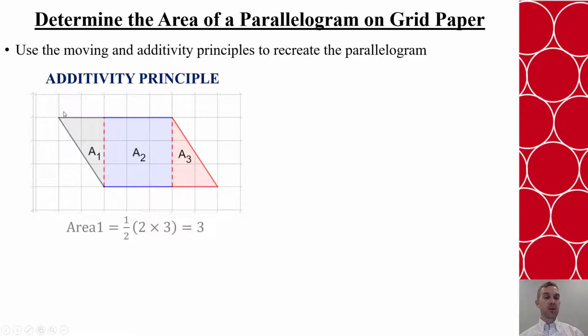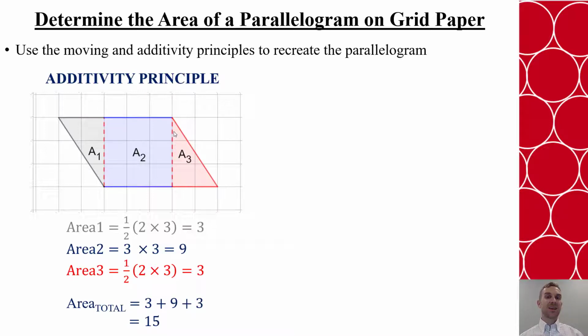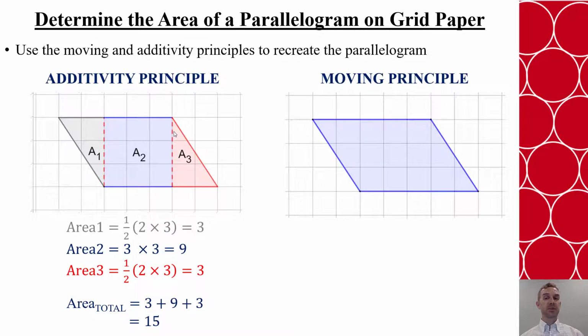That's 1/2 of the base times height. So I'm going to use this as my base, and here's my height, 2 by 3. So that would be 3 units. Then I go to the area of the second one. That's a 3 by 3, which would be 9 square units. And then the third one, again, that's a 2 by 3, another 3 square units. So if I add all three of those measures together, I would get that the area of this parallelogram is 15 square units.